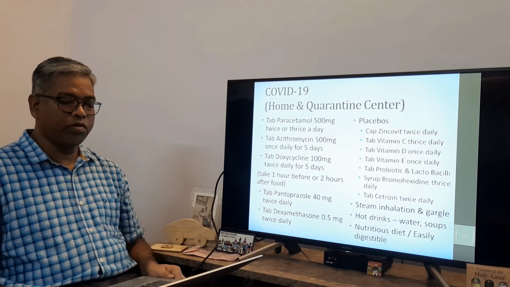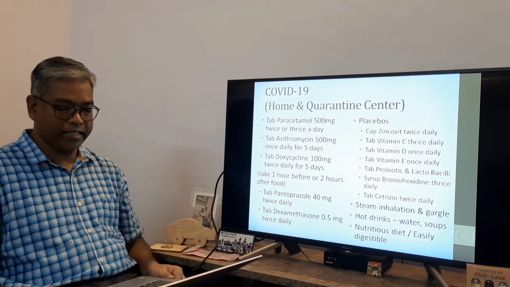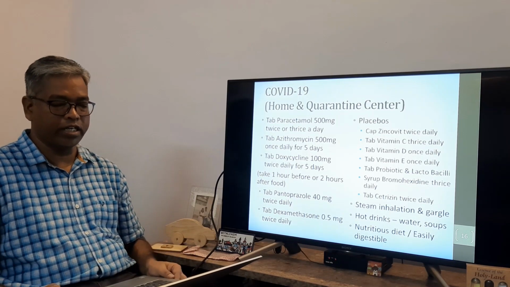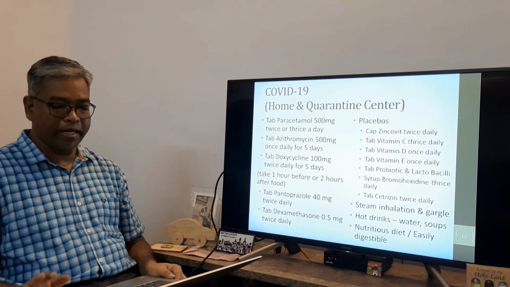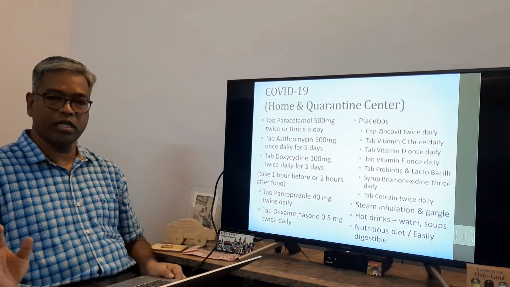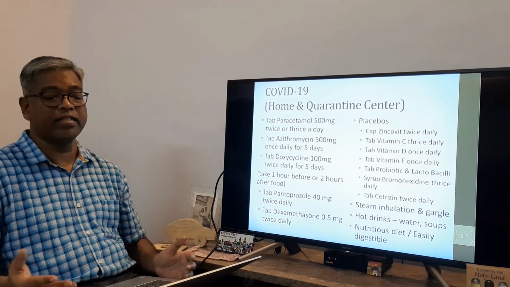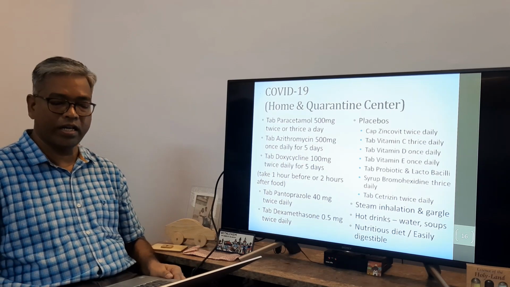So pantoprazole 40 mg twice daily, dexamethasone I took 1 mg, or I took 0.5 mg twice daily. So these are all placebos, and those are supportive, not definite things. You may take, you may not take, but this is the practice right now, everyone is taking it.